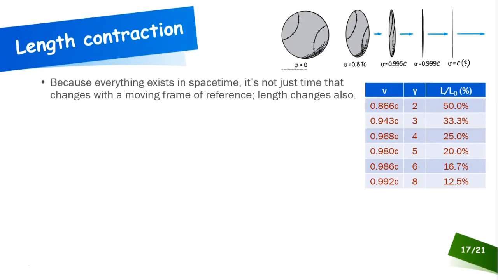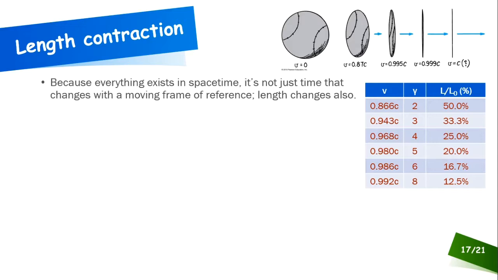There we go. So now we can talk about differences in length, because not only do we see differences in time, we see differences in length. Because remember, everything exists in space-time. We need time in order to define space. So because everything exists in space-time, it's not just time that's changing, it's also length that can change.